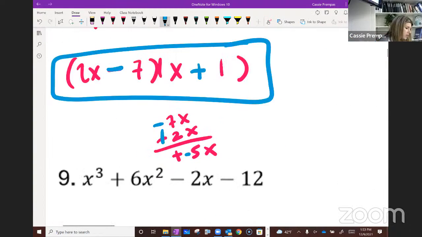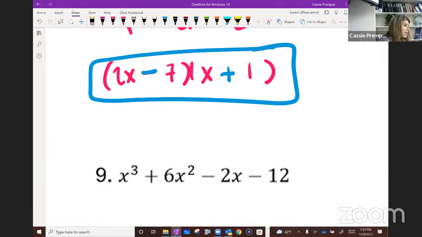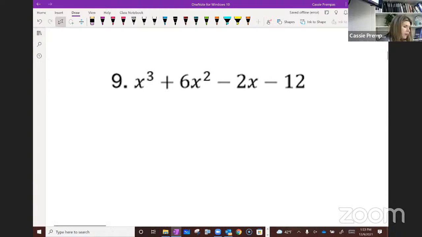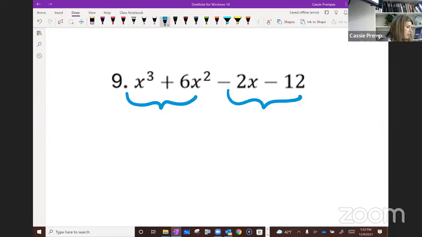Number 8 is very much like number 7, so I'm going to jump to number 9. Number 9, how do I factor if I have 4 terms? Good, the 2 different groups. So I'll group the first 2 and the last 2. Take out the GCF. What's the GCF of the first 2? Good, x squared. And what will that leave me with? X plus 6, good. What do I copy to the other side?